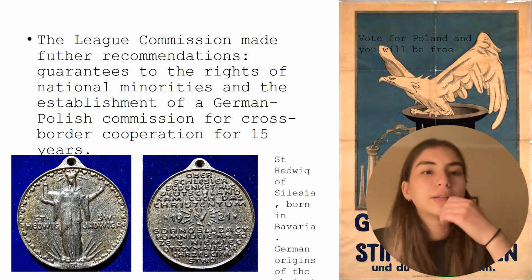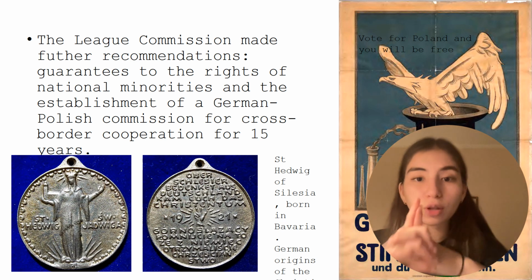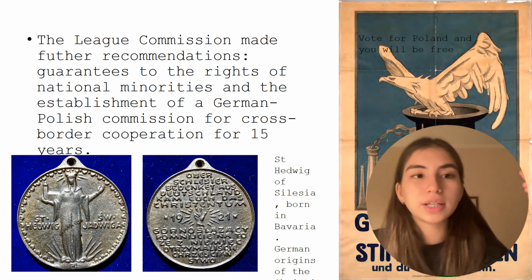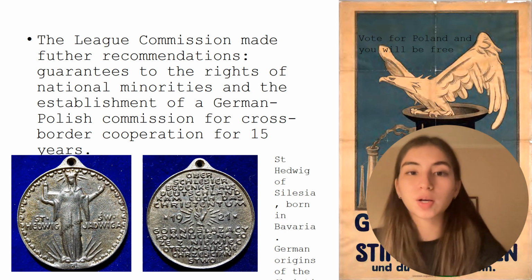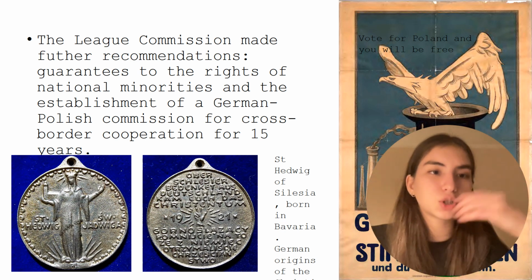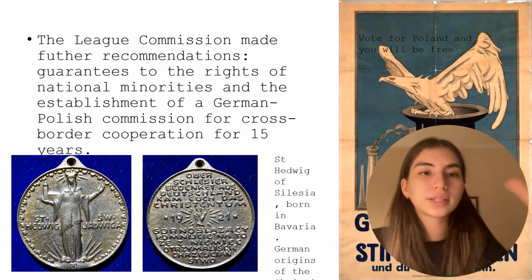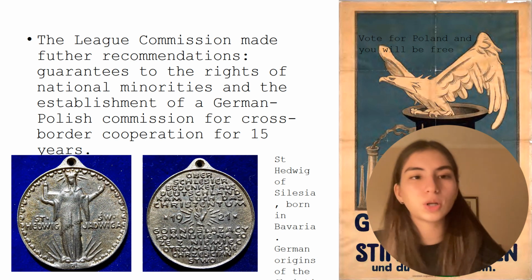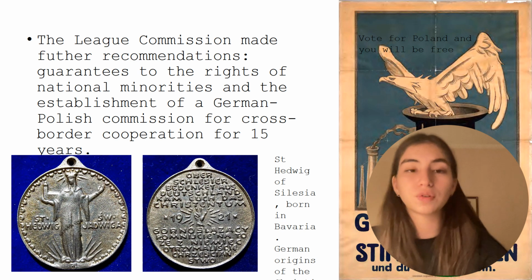So what happened? The League Commission also made other recommendations. They guaranteed the rights of national minorities because obviously there were so many Germans in the Polish section and so many Polish in the German section. And they established a German-Polish Commission for Cross-Border Cooperation for 15 years.